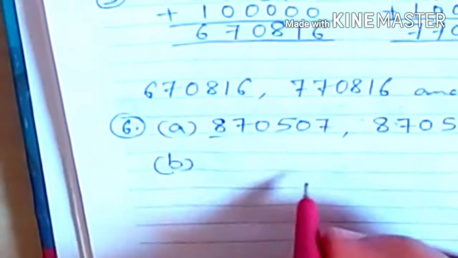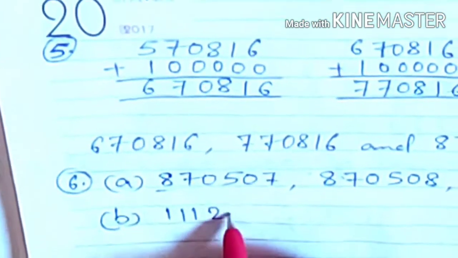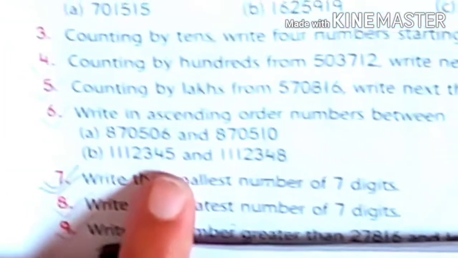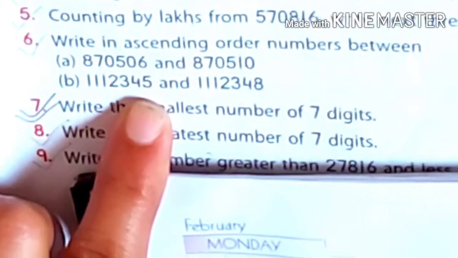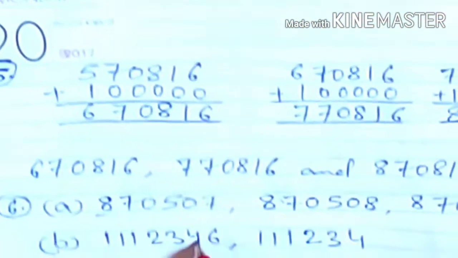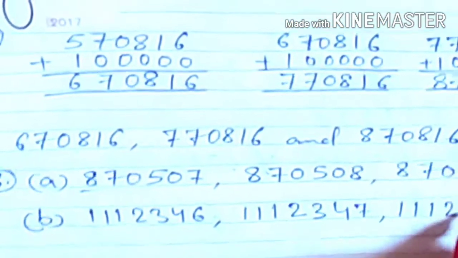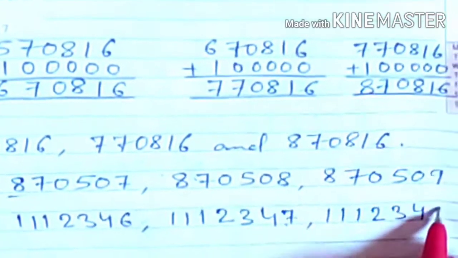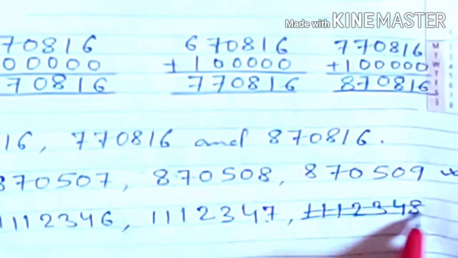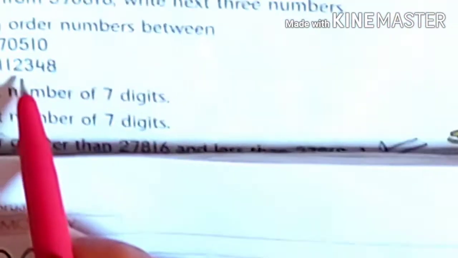Similarly, in B, after 5 there was a 6. After 6, we get 7. After 7, we get 8. So we do not write this number. We have to write only these two. This is your answer because 8 is given here.